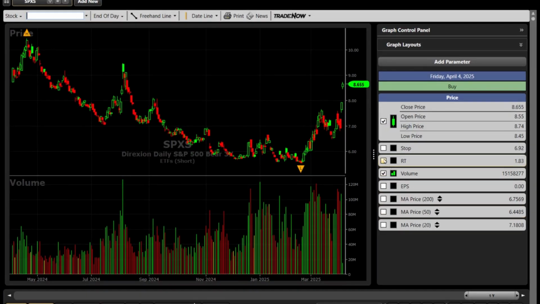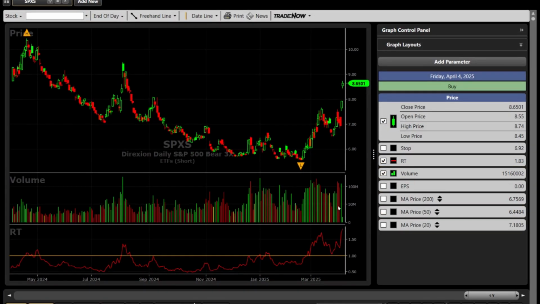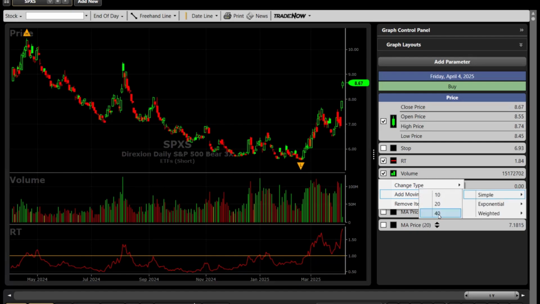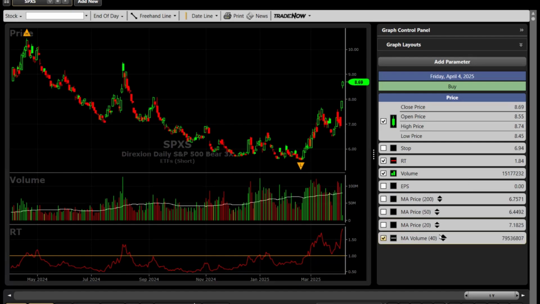Now, let me graph them and put on just a couple of indicators here. So I'm going to put on RT, and we got volume at the bottom. Obviously, this one is trading very actively. Shares, if I right-click on volume, go to Add Moving Average, simple, add the 50-day moving average of volume on. This ETF here, SPXS, is trading above average. Of course, not today. It's still early, but last couple of days, last week or so, and really for the last couple of months, for the most part, this ETF is traded well above the average volume.